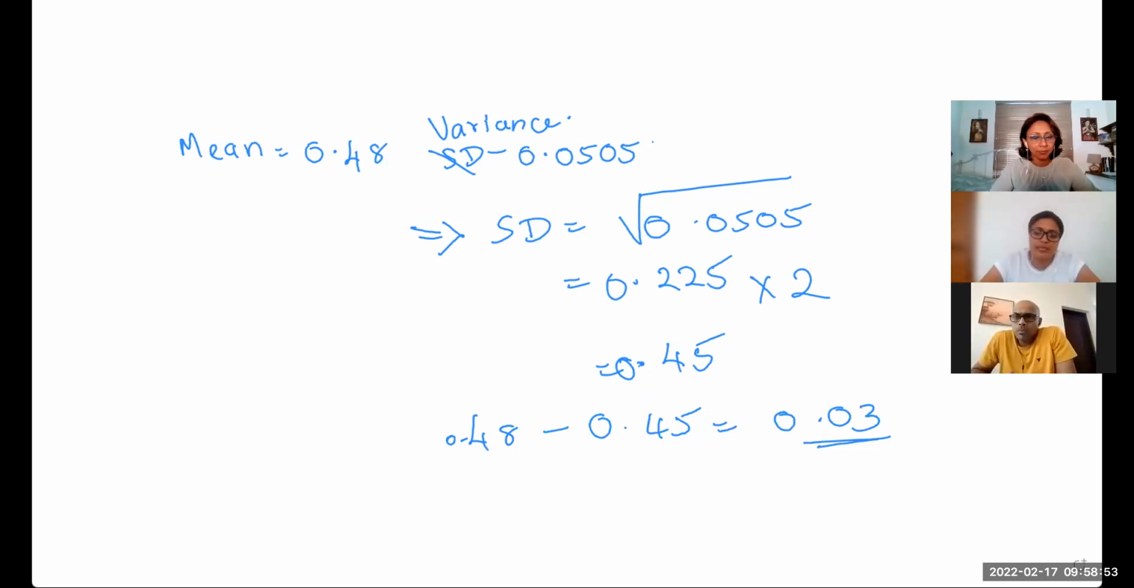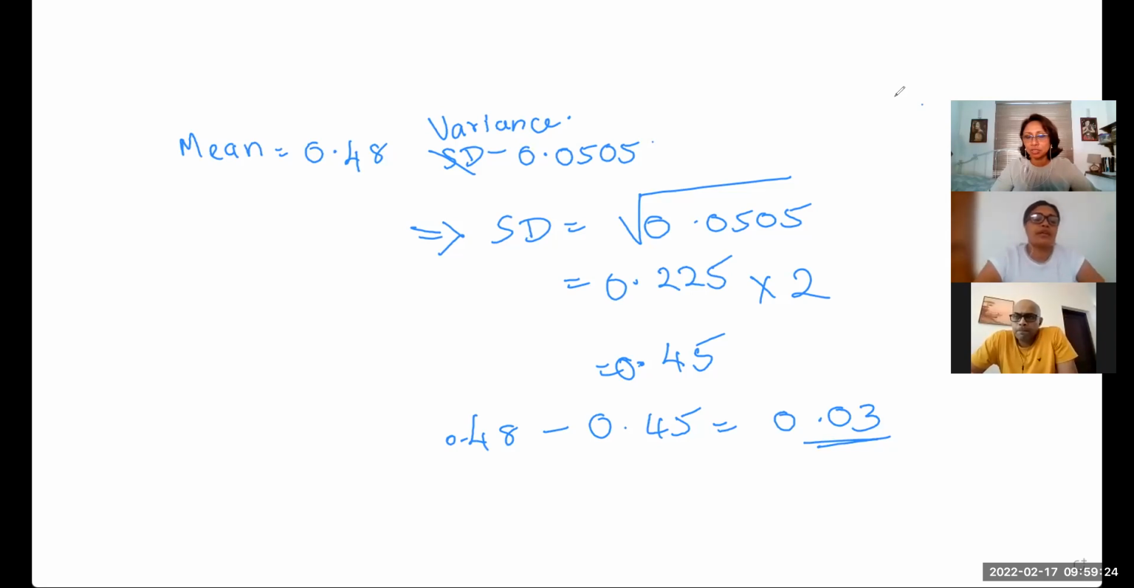So then what is the closest score to 2 standard deviations below the mean? What do you have there? You actually have 0.03 as one of the scores, isn't it? The very first score is actually 0.03. So your answer to that question would be 0.03. 0.03 is 2 standard deviations below the mean. Okay? Is that clear to everybody?